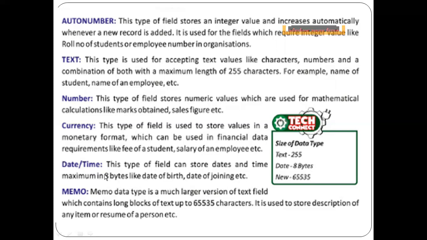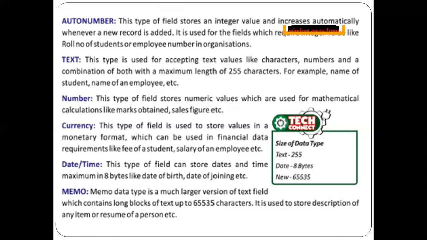Date and Time. So this is the next data type. This type of field can store dates and time, maximum in 8 bytes, like date of birth, date of joining, etc. Why 8 bytes? Because it is MM, DD, YY.